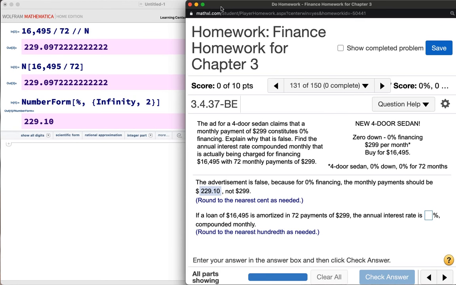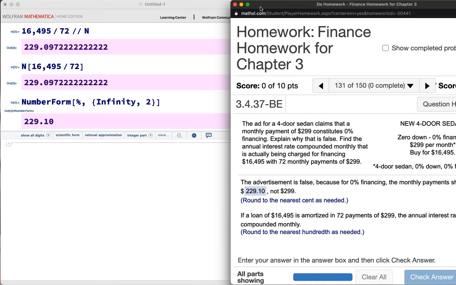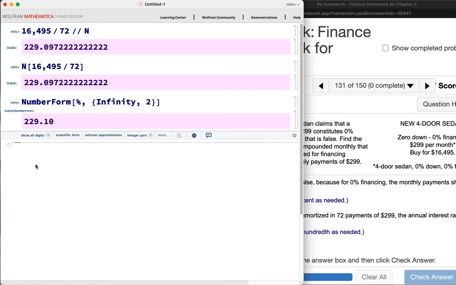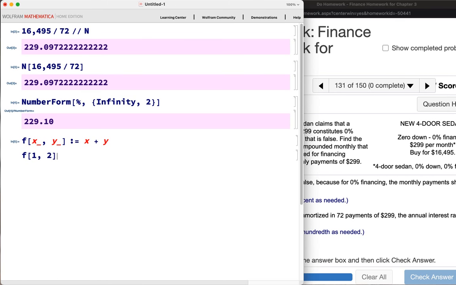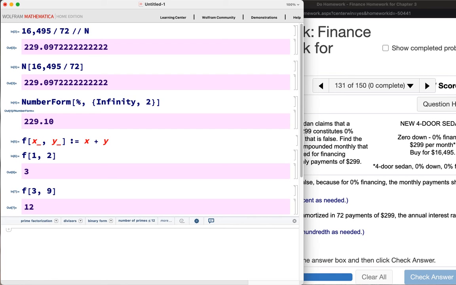So what is a recursive function? A recursive function is simply a function where the name of the function appears in its own definition. So for example, if I have a function like this, f of x and y is equal to x plus y, then f of 1 and 2 is 1 plus 2, which is 3. The f is not a recursive function because f does not appear in its own definition.